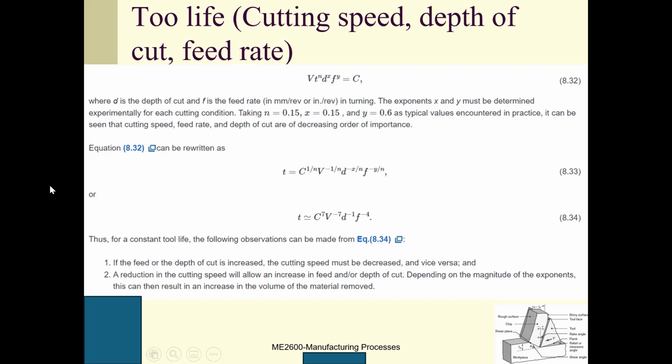So here are the two observations. If the feed or the depth of cut is increased, the cutting speed must be decreased, and vice versa, if we want to have the same tool life. Right? C is constant. A reduction in the cutting speed will allow an increase in feed or depth of cut. So sometimes we still want to have consistent tool life, but we need to lower the speed in order to have higher feed or depth of cut.